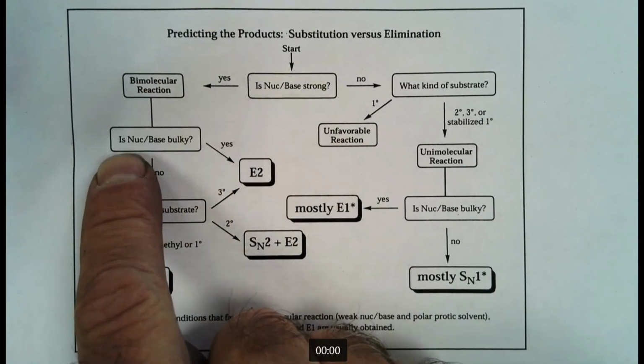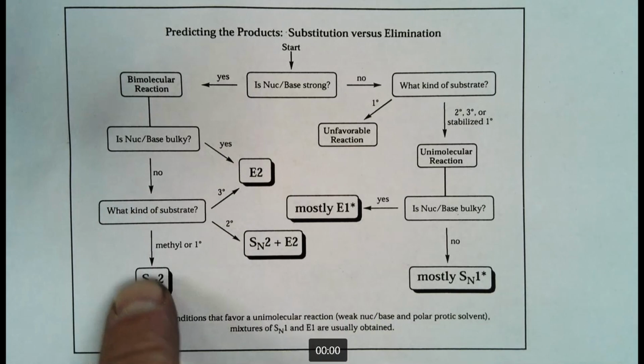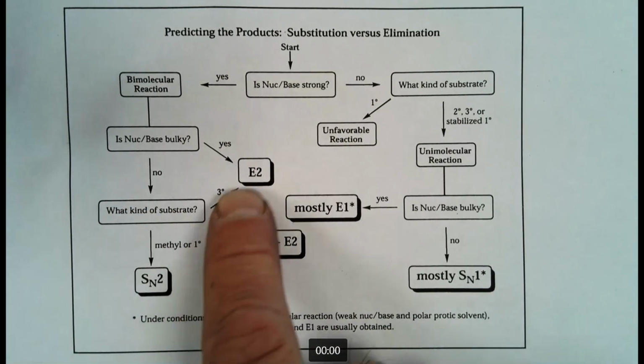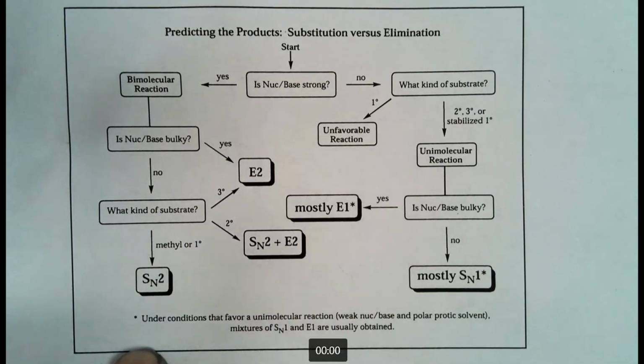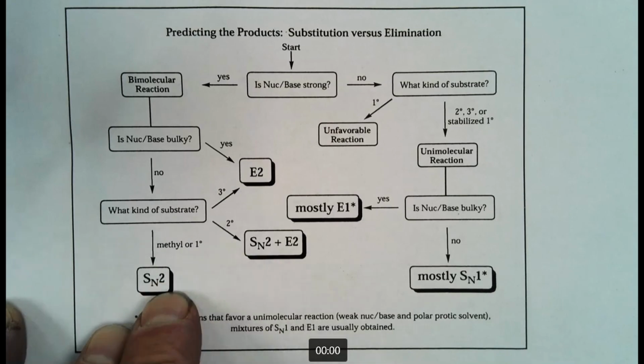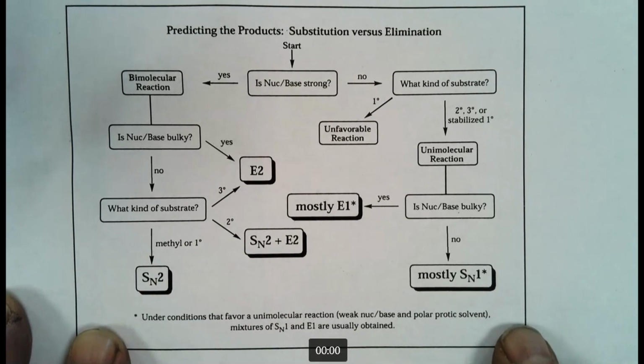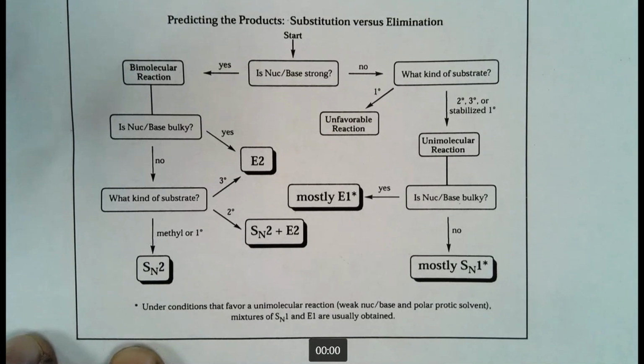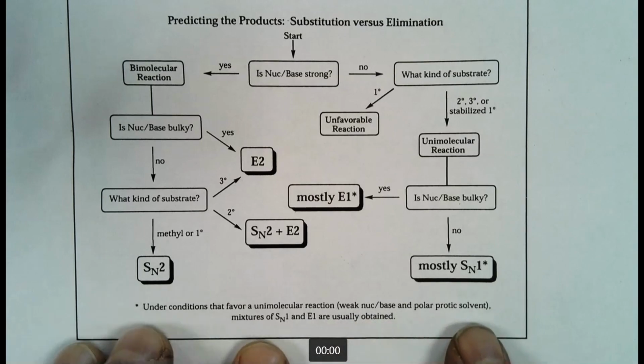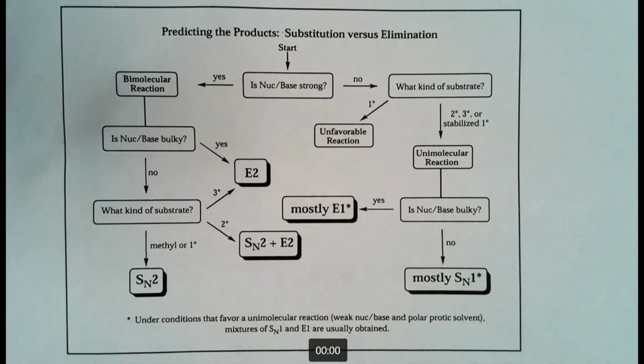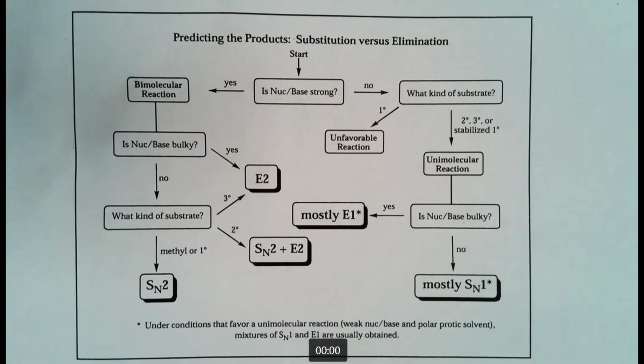Coming over this way, is the base bulky? Yes, E2. What kind of substrate? Tertiary, it's got to be E2. Can't do SN2. Primary, SN2. And then down at the bottom it says, under conditions that favor unimolecular reaction, weak nuke, weak base and polar protic solvents, mixtures are usually obtained. All right, any questions?